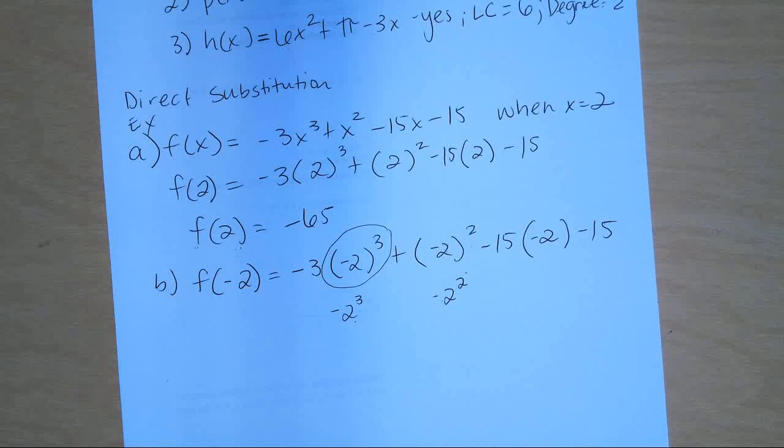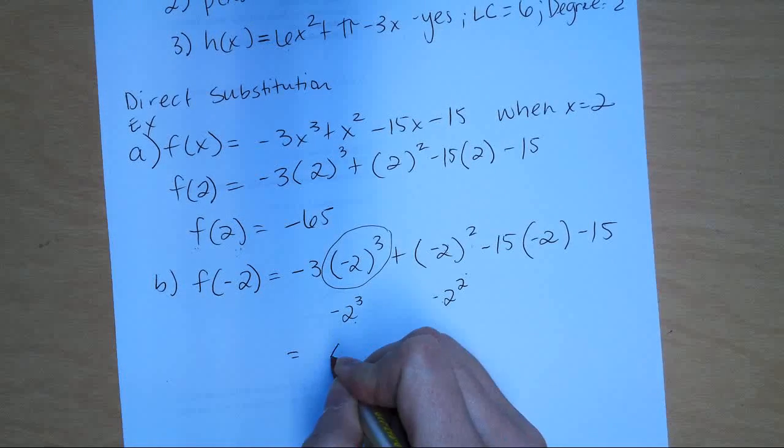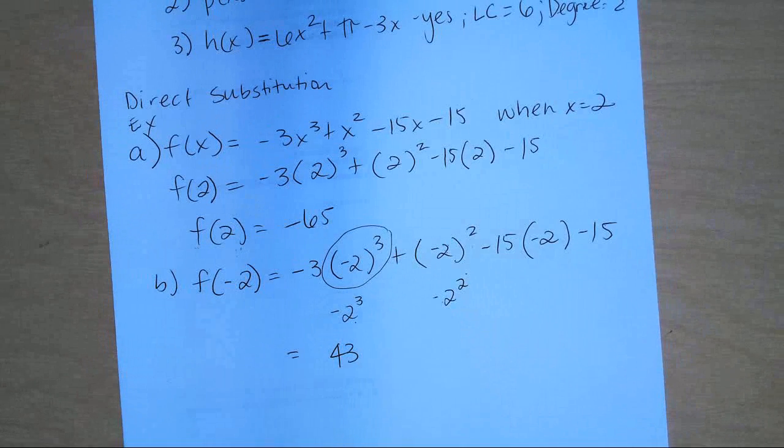Are you good? Okay, Molly, what'd you get? 43. Everybody get 43? Awesome. Do you want to practice more of those, or are you good on those?